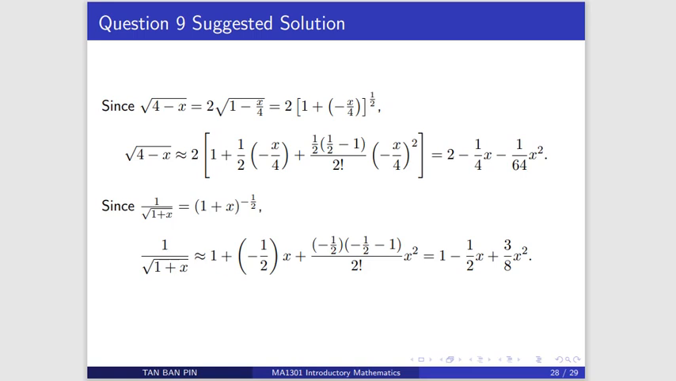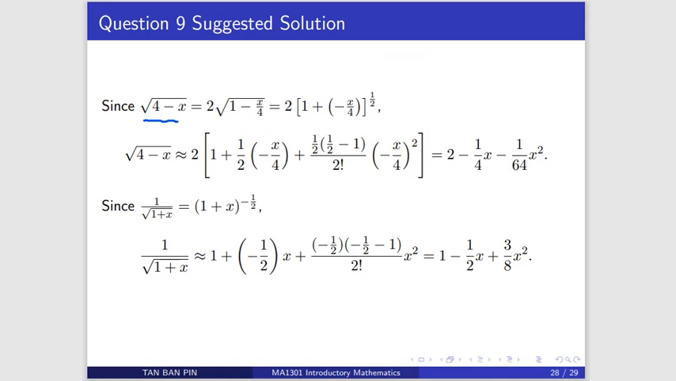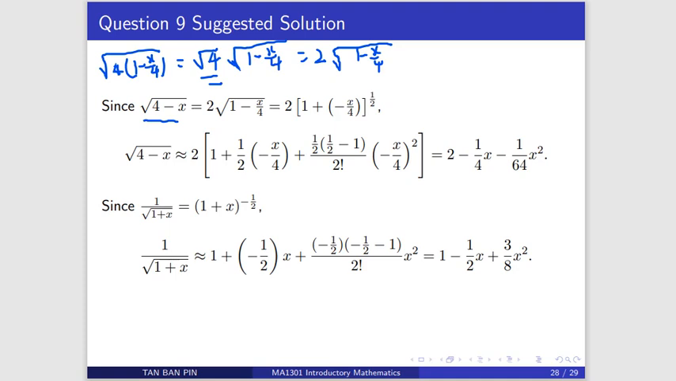Okay, and then you can look at square root of 4 minus x. In order to use the generalized binomial theorem, you must write it as 1 plus a, power n. So you need the front term to be 1. So square root of 4 minus x, you can write it as square root of 4 times bracket 1 minus x over 4. And then you split it as square root of 4 times square root of 1 minus x over 4. Square root of 4 gives you 2. So that's how you get 2 times square root of 1 minus x over 4.